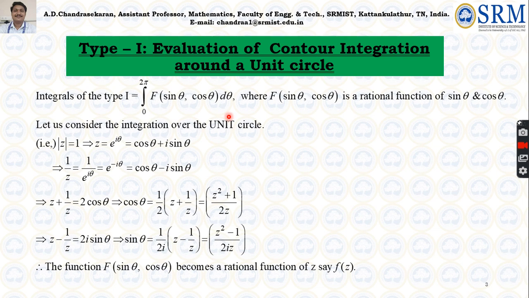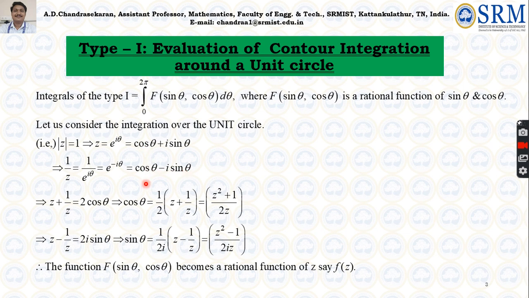Now, we already know that the polar form of a complex variable is mod Z equal to R, here R equal to 1, so mod Z equal to 1. Similarly, Z equals R e to the power I theta, here R equals 1, so Z equals e to the power I theta. By Euler's theorem, this is equivalent to cos theta plus I sin theta. Similarly, 1 by Z is cos theta minus I sin theta.